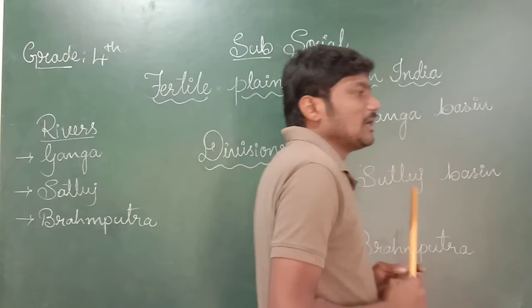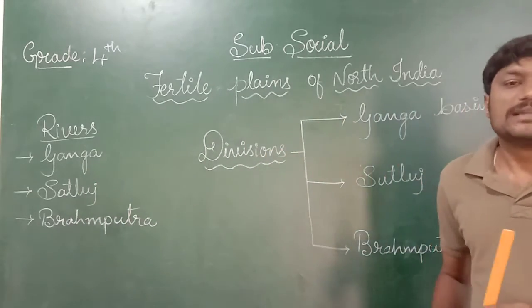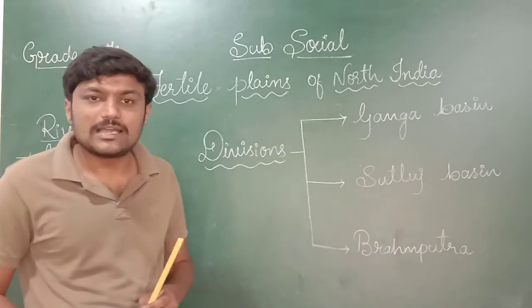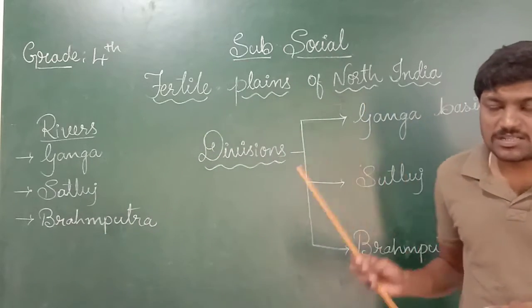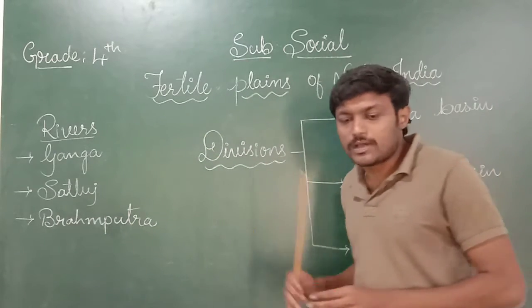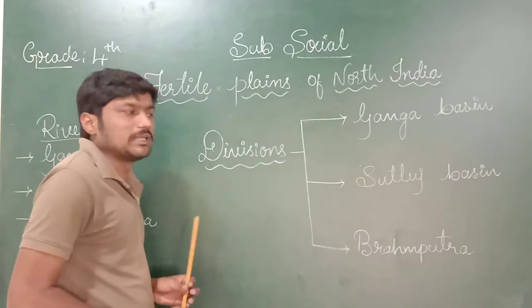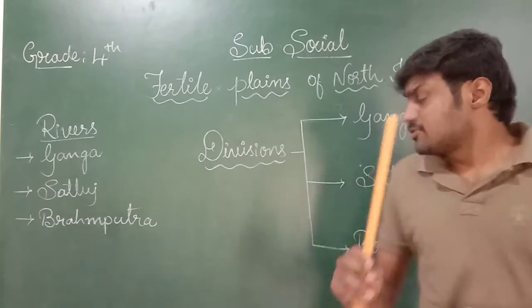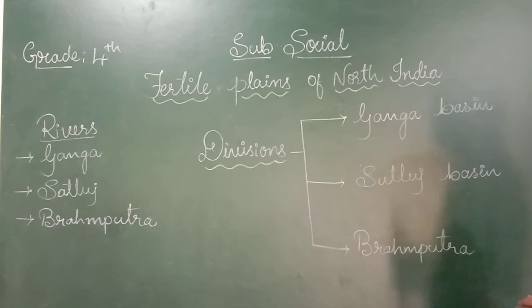The world's largest delta is situated in India, called the Sundarban delta. The dimension of this delta is 4,000 square kilometers. It is very important and helps you in different ways for your further education. So today we shall discuss the Satluja basin.